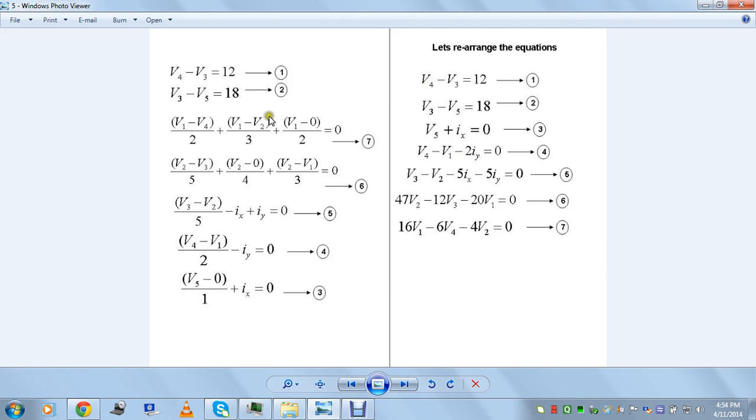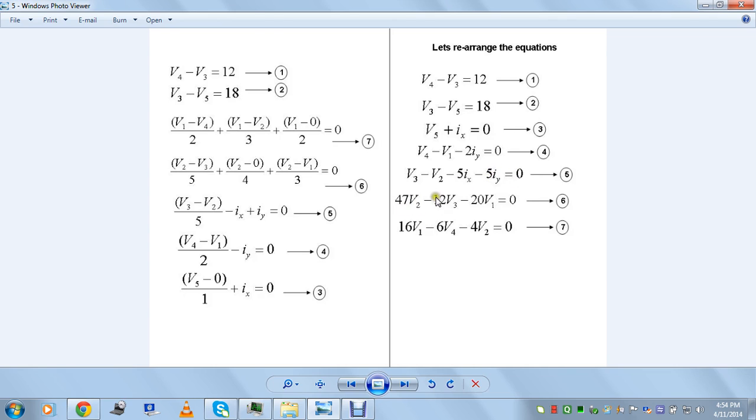The first remains the same, the second also remains the same, and the third equation I have kept at the bottom of the page. It is rewritten here. It is simply V5 plus Ix is equal to 0. The fourth equation is V4 minus V1 divided by 2 minus Iy, which when solved gives this form. That's pretty easy. Equation number 5 is pretty easy too. You just have to take the LCM, 5, multiply with these 2 numbers, take it to the other side and then rearrange. It is V3 minus V2 minus 5Ix minus 5Iy.